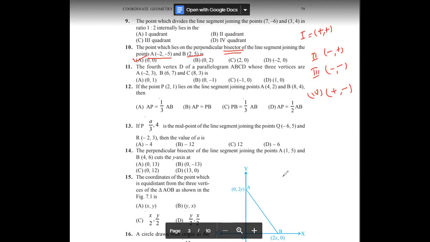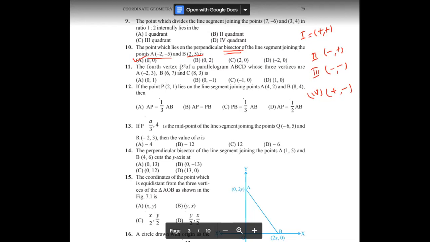The 0, minus 1, B part. The fourth vertex of the parallelogram ABCD, whose 3 vertices are this and this. How do you solve this question? The vertices of parallelogram. How do you assume that it will be B, 0, minus 1? So let's do this question.